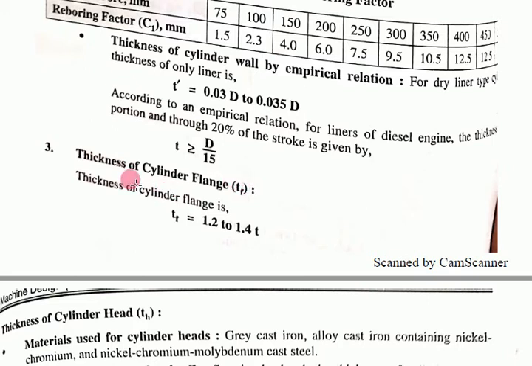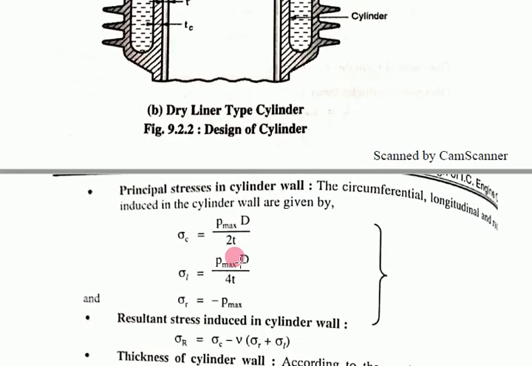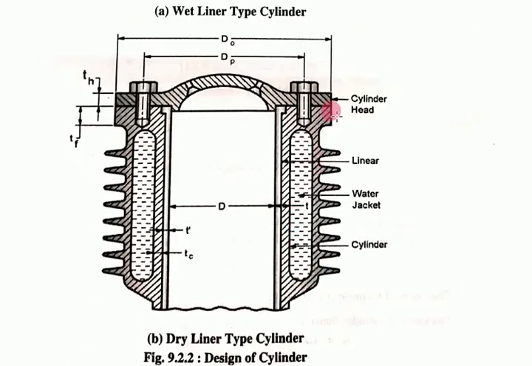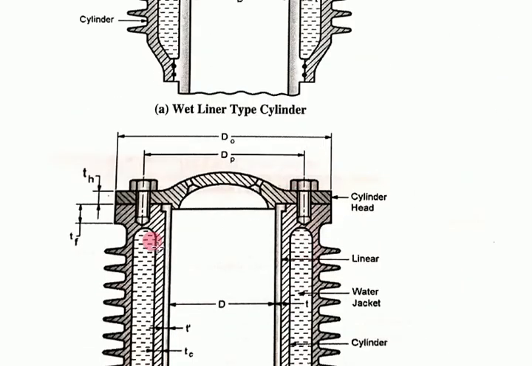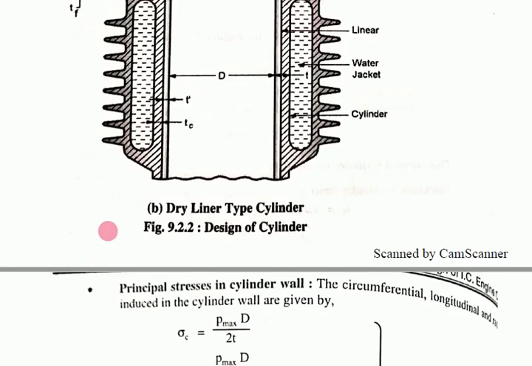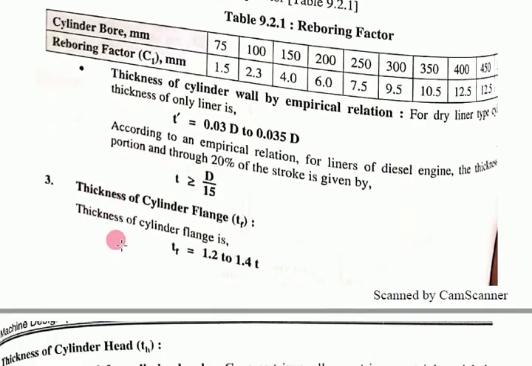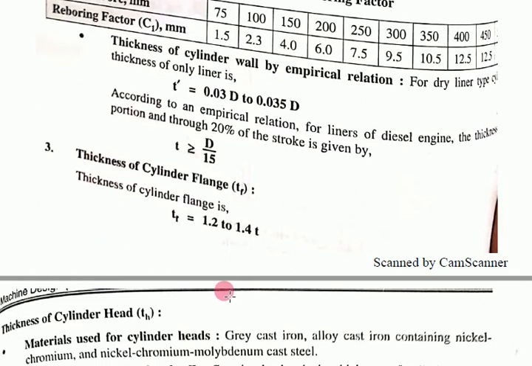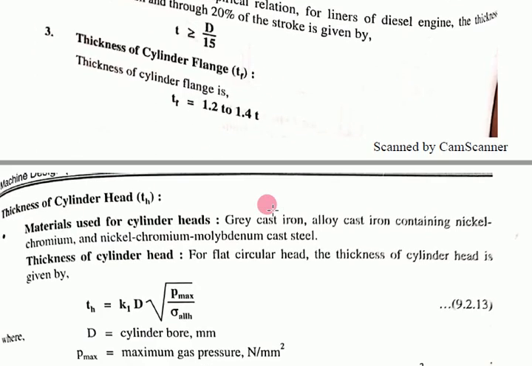Now the thickness of the cylinder flange, tF. Now we are talking about the cylinder flange, tF, this one. You can see tF here. To find tF, you have to directly assume 1.2 to 1.4 t, say an average of 1.3 t. So for tF you have to directly assume 1.3 t.